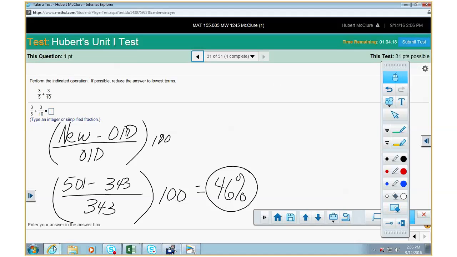Let me call the roll. Let me turn this thing off so it can be doing what it's doing.